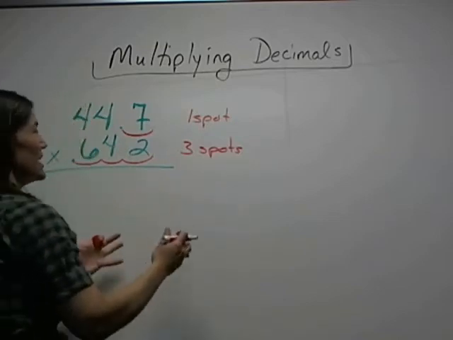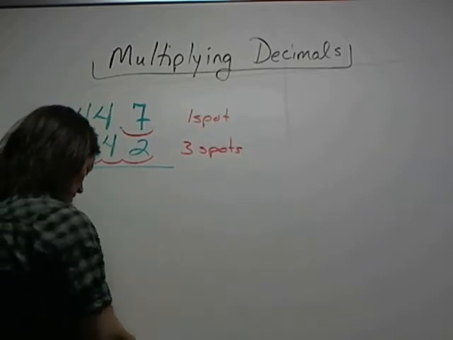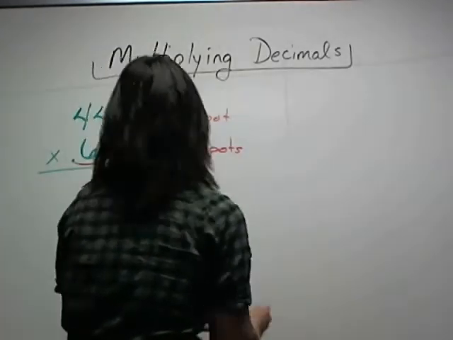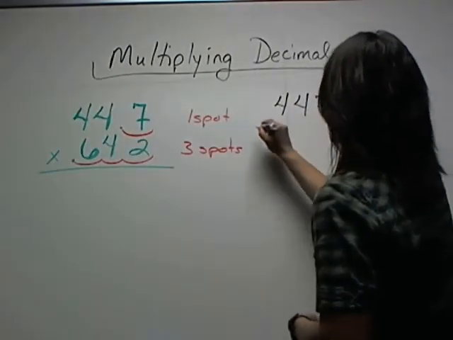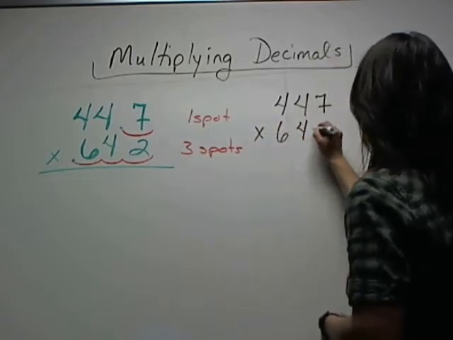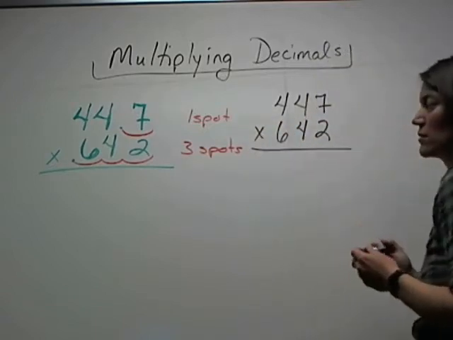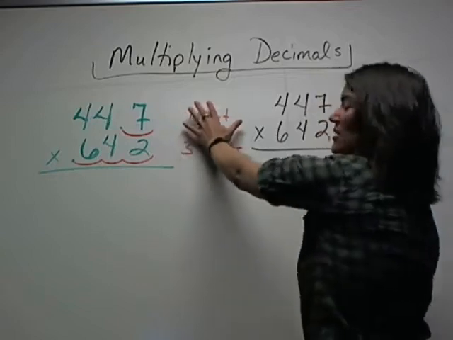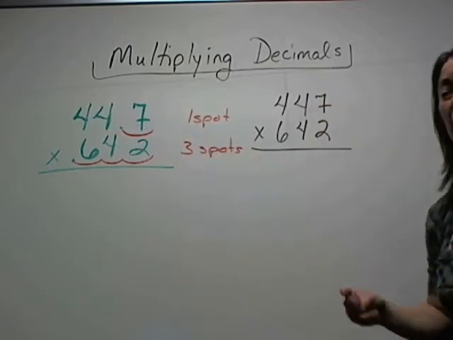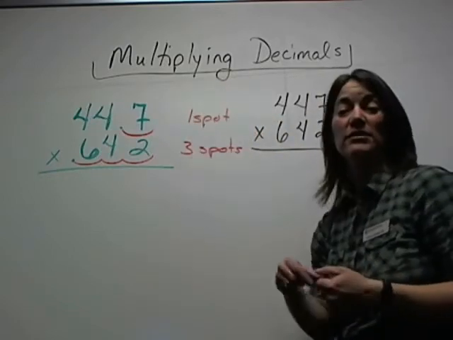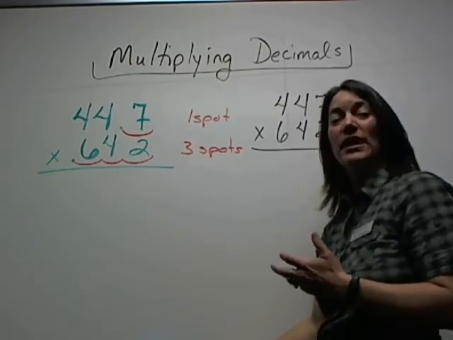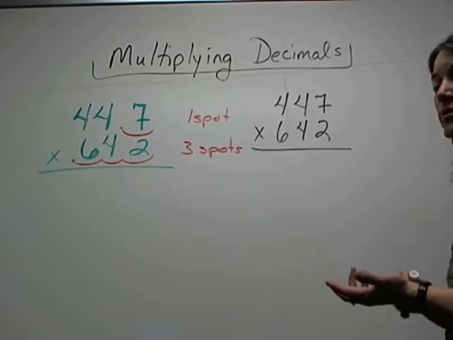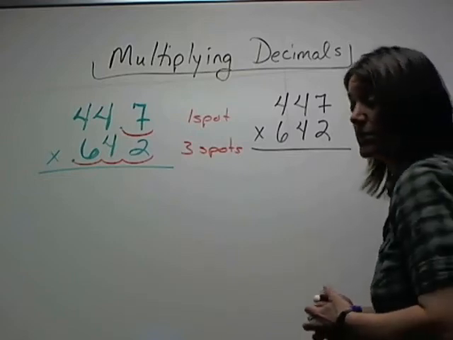So now that I did that, moved it on out, I now have the problem of 447 times 642. Now just leave that off to the side for right now about how many spots you moved it. We'll come back to that in our final answer. Now we have to go through and actually do our multiplication. We need to remember how to multiply.